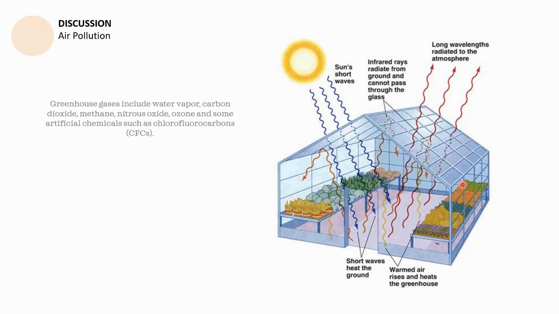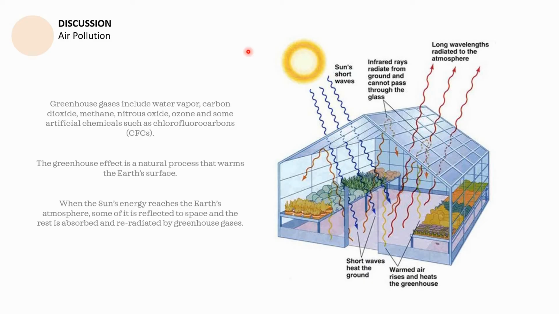greenhouse gases. Greenhouse gases include water vapor. Yes, it's a greenhouse gas. Are you surprised? Yes, it's a greenhouse gas. Carbon dioxide, methane, nitrous oxide, ozone, and some artificial chemicals such as chlorofluorocarbons. The greenhouse effect is a natural process that warms the Earth's surface.